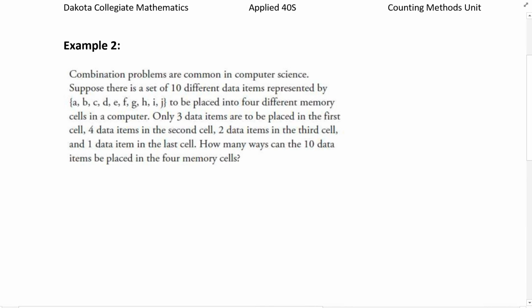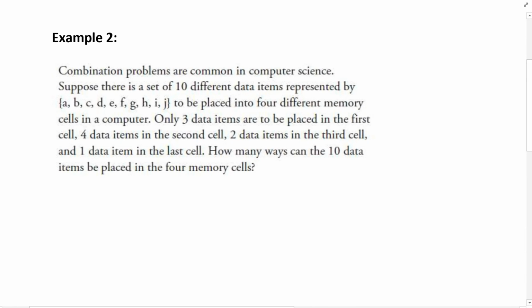Okay, so these types of questions come up, and I'm going to explain how to recognize that it's this type of question. There's always going to be variations, but I'll explain how we can see that. It says combination problems are common in computer science. Suppose there's a set of 10 different data items represented by the letters A through J. Now those items are to be placed in 4 different memory cells on a computer. Only 3 data items are to be placed in the first cell, 4 in the second, 2 in the third, and 1 data item in the last cell. How many different ways can 10 data items be placed in the 4 memory cells?